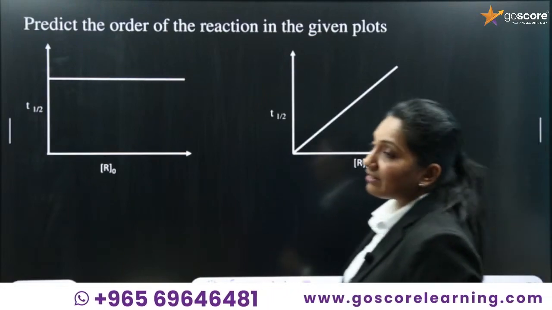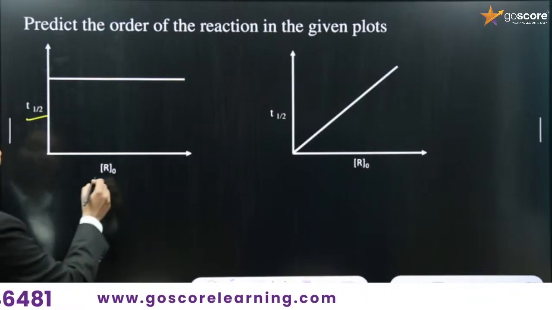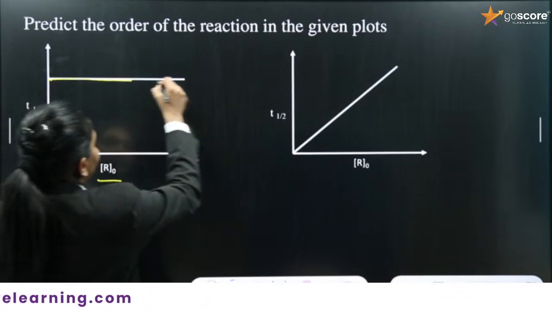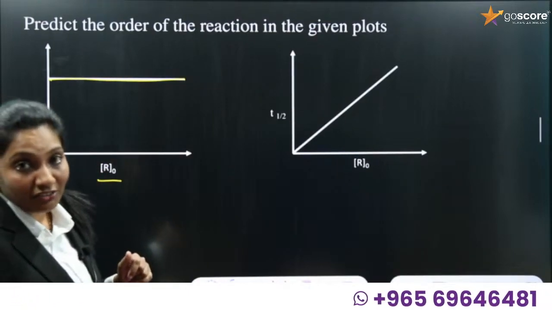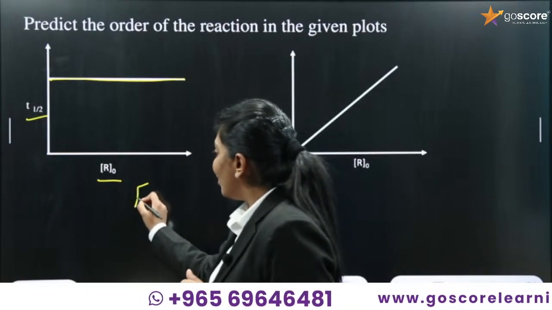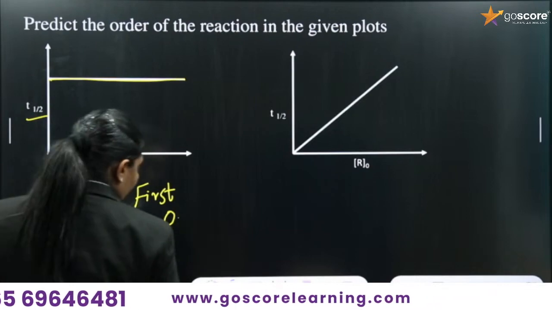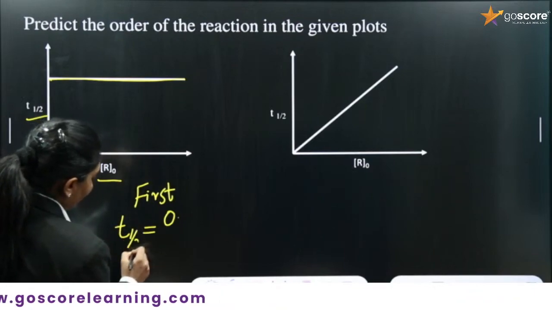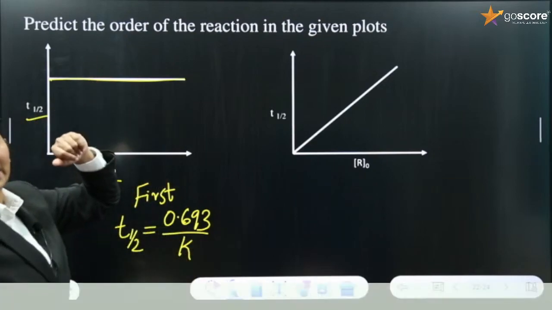And we have the last question, that is to predict the order of reaction. By seeing this graph itself, on the y-axis it is T half and on the x-axis it is A0. So here you can see that T half is not at all changing with initial concentration. That means it is independent of initial concentration. Which equation has an independent half-life? That indicates a first order reaction, right? So here T half is equal to 0.693 by K. That's why we are getting a graph like this.